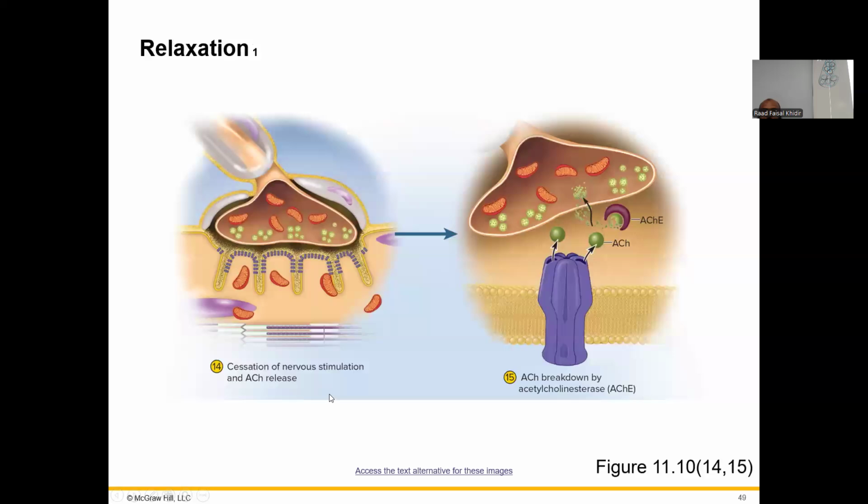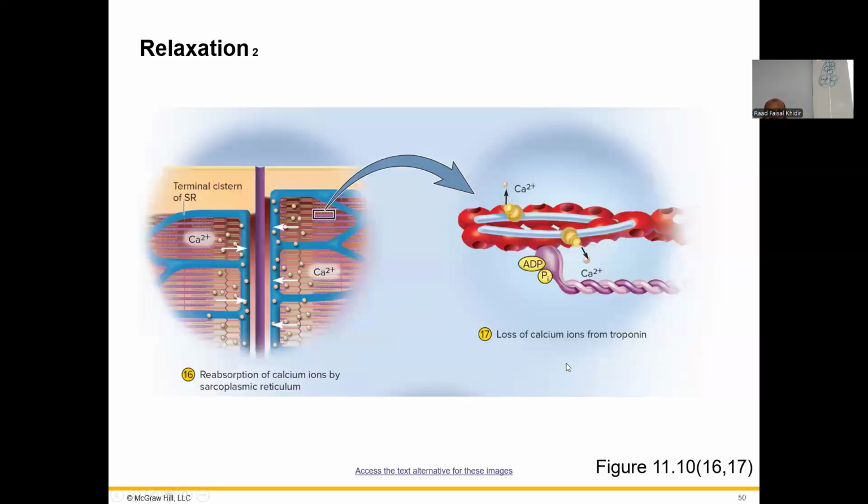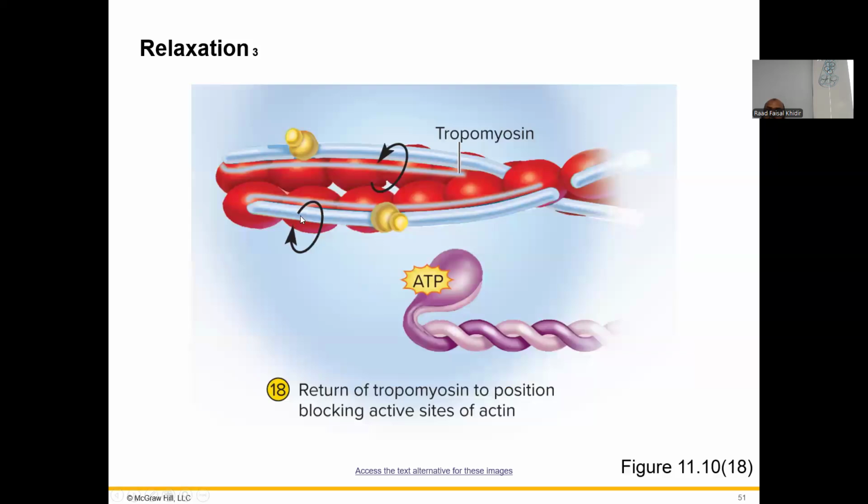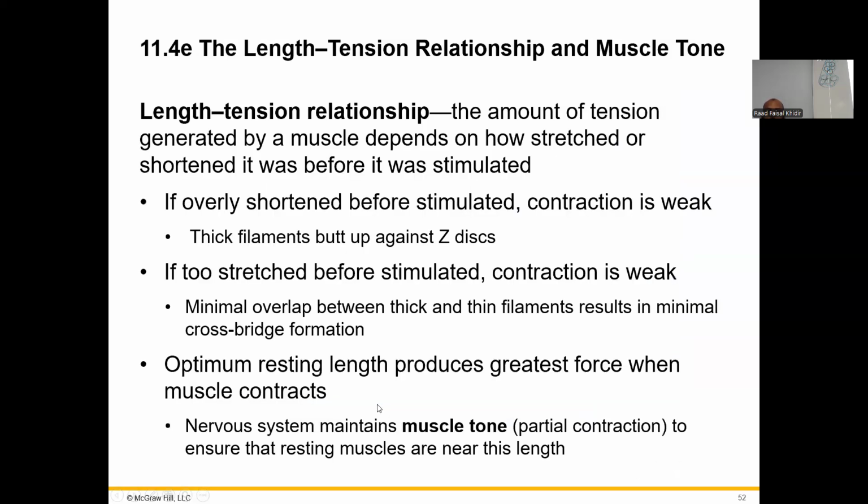Cessation of the nervous stimulation and ACh release causes ACh breakdown by acetylcholinesterase. This is the reabsorption of calcium ions by the sarcoplasmic reticulum, and there is a loss of calcium ions from troponin. You see, calcium would start to be removed, and now the arrow is going to return back. So there is a return of the tropomyosin to the position blocking the active sites of the actin.